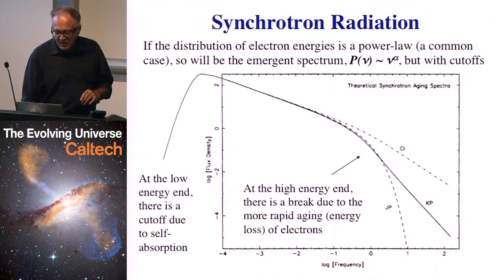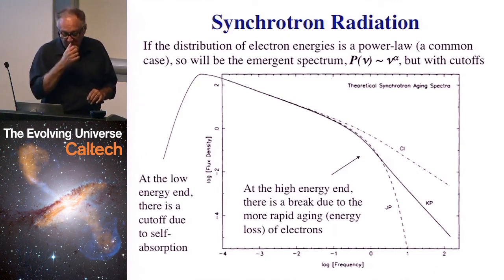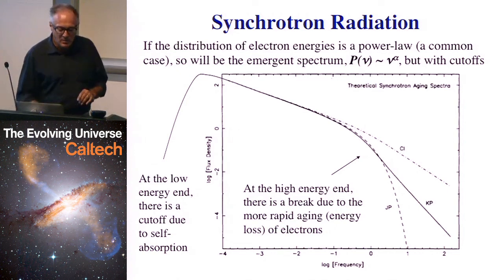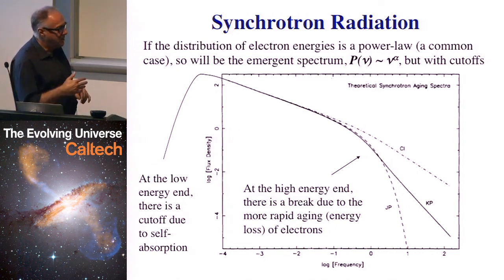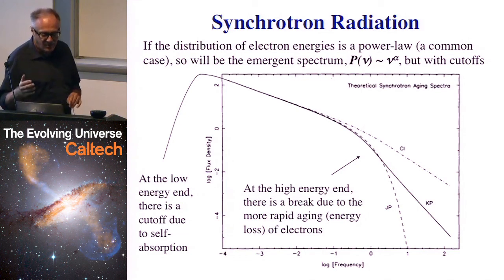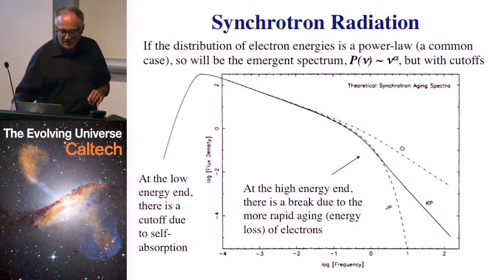And usually, the distribution of energies of electrons tends to be a power law, which also tells you that the spectrum of the emerging radiation will be a power law. It'll go as frequency to some power, minus alpha, typically minus first power of frequency or something like that. Not through the entire range. At very high energies, you get a cutoff because electrons are losing energy so rapidly.